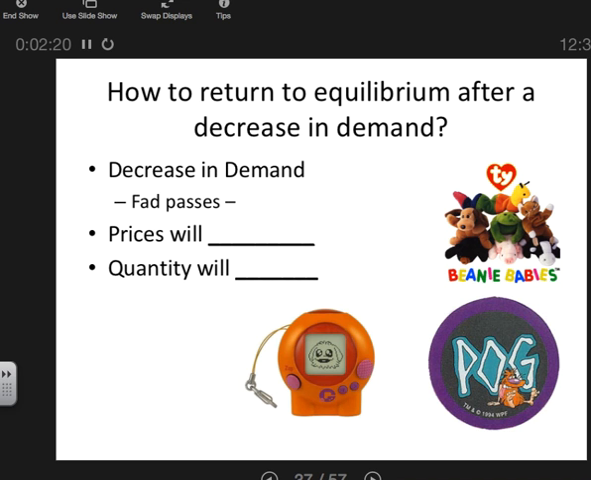Well, how to return to equilibrium after a decrease in demand. So now we are going the other direction. Another direction on this one. And we'll get to some of these fad toys that are up here.